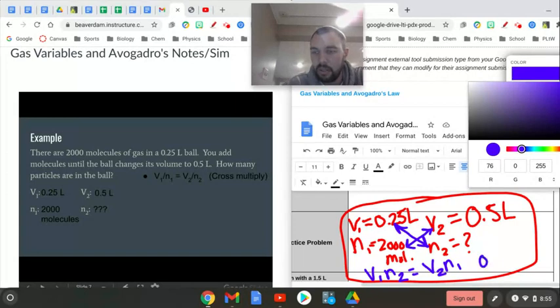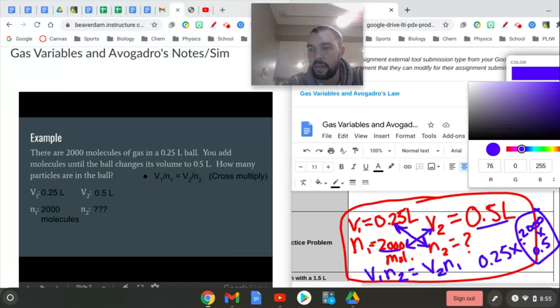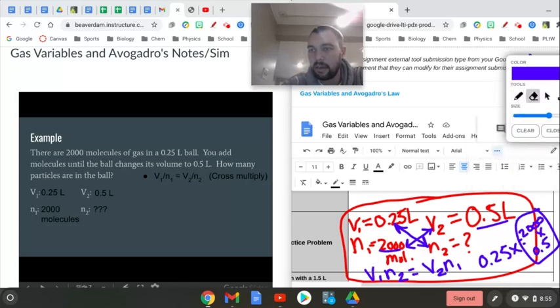So V1 is 0.25. N2 is a question mark. You can put an X there if you want, anything, so you know that means that you don't know it yet. Okay, and I'm going to take 2,000 times 0.5. I'm running out of room here. Okay, now I can simplify that. If you do it on a calculator, that should be 1,000. So let me go back here and erase it.